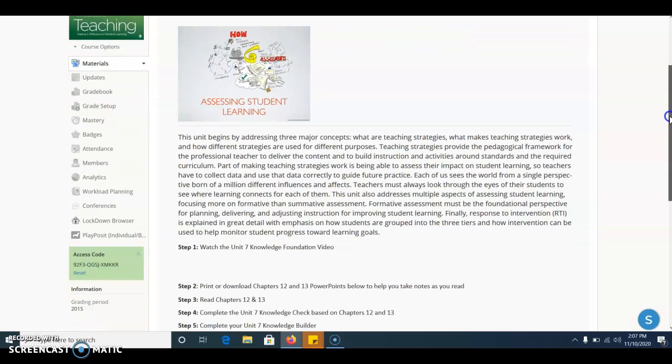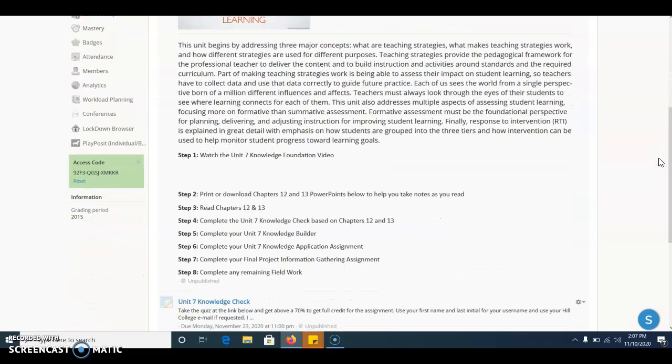RTI has become very important right now with COVID because there was a huge slide, and in fact many standards were not met for many children, many of the TEKS. So RTI is going to become very critical with some of that knowledge being lost due to COVID-19.